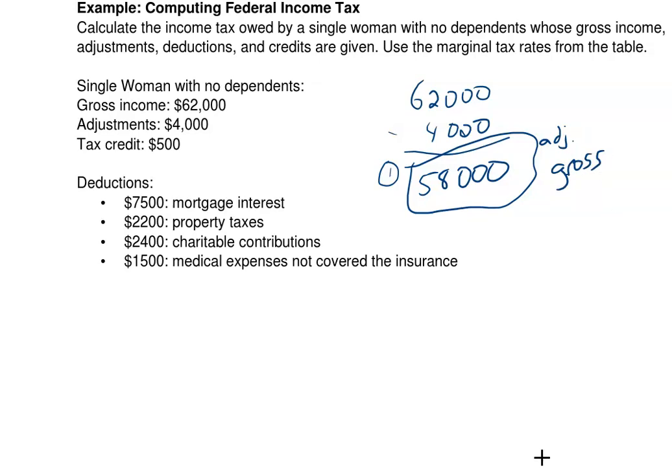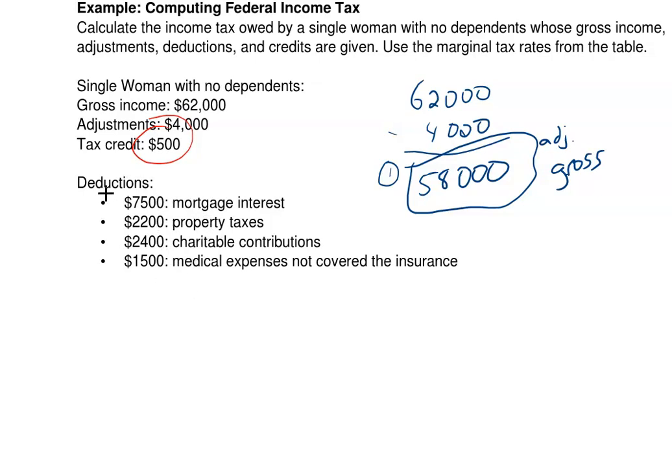Now what we're going to want to do is subtract off the deductions and the exemptions. Now, they mentioned the tax credit here, but that actually comes in later. So let's skip past that tax credit for right now. Maybe they got solar panels installed and they're getting a $500 tax credit or something like that.